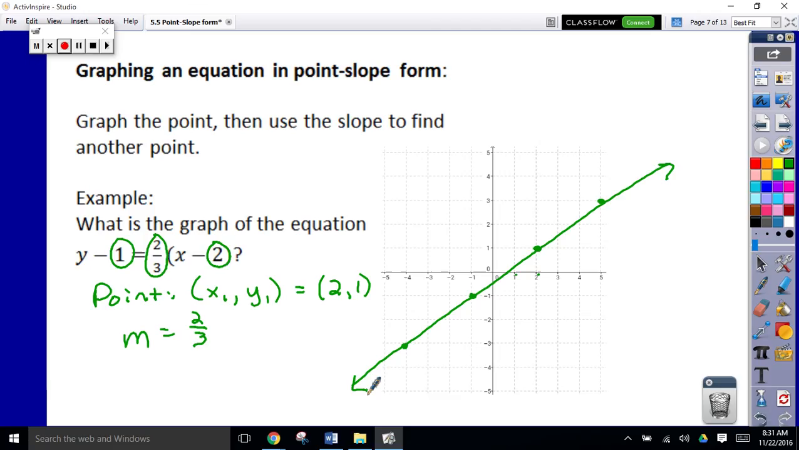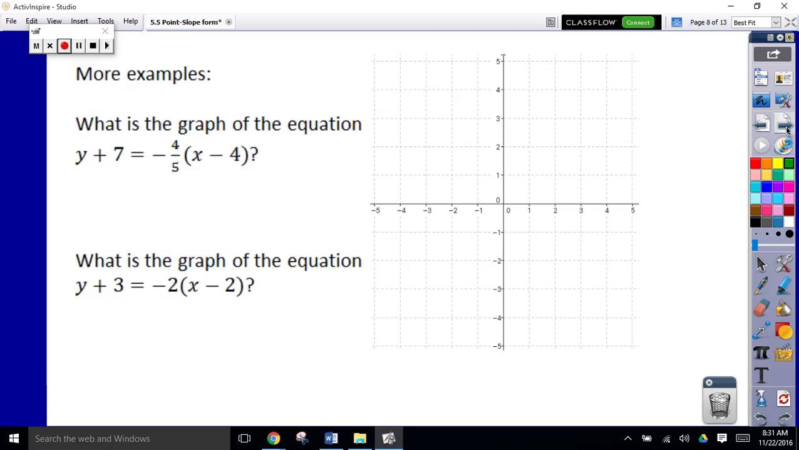Okay, let's do another one together. First I want to pull this apart. I want to say what my point is, and then I want to write down what my slope is. Cole, what would my point be? What's my x1? We're looking at this one. 4. Okay, what's my y1?